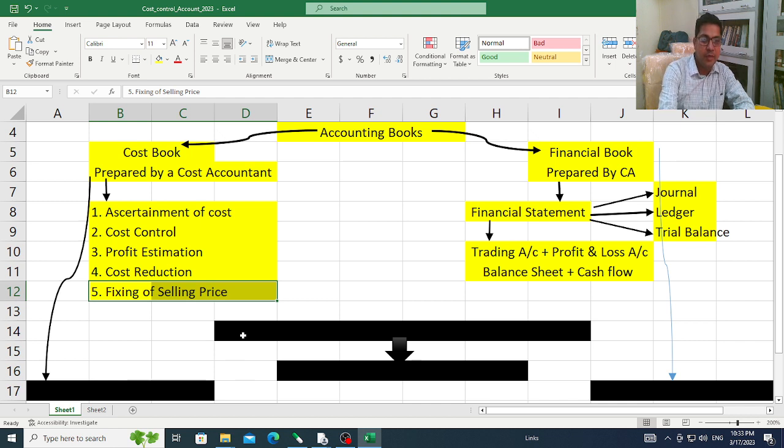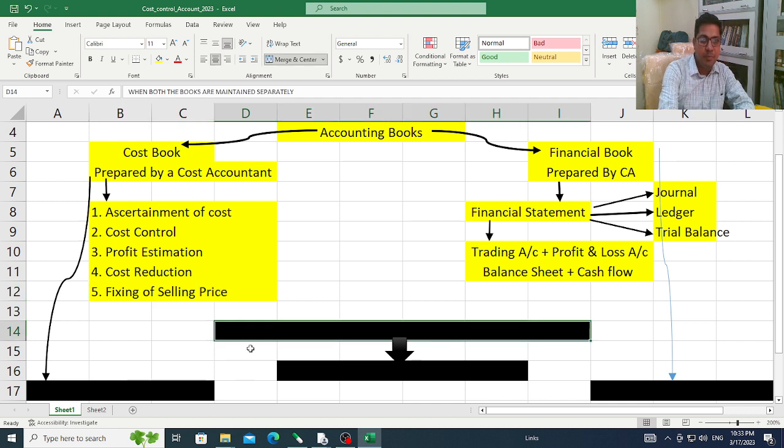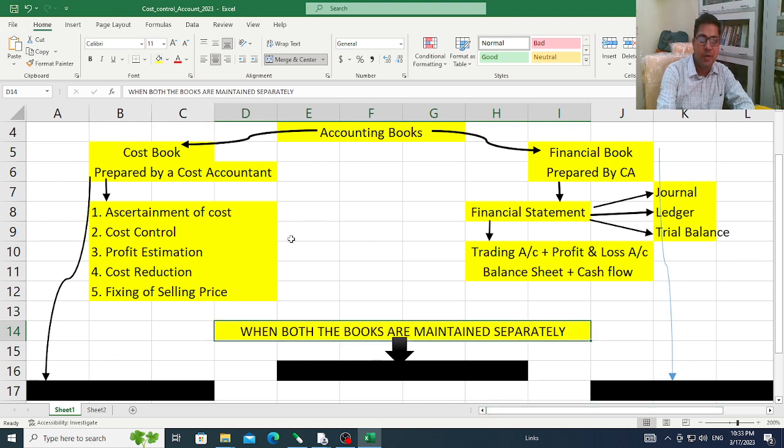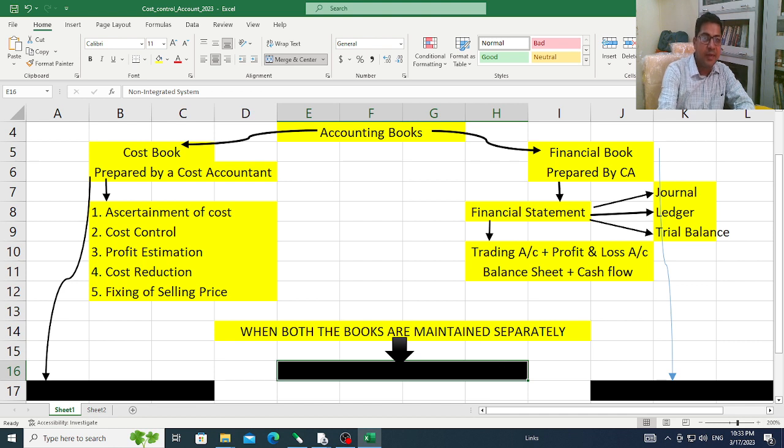Now friends, this type of separate books, cost book and financial book, when both the books are maintained separately in the organization, then we can say that it is a non-integrated system.